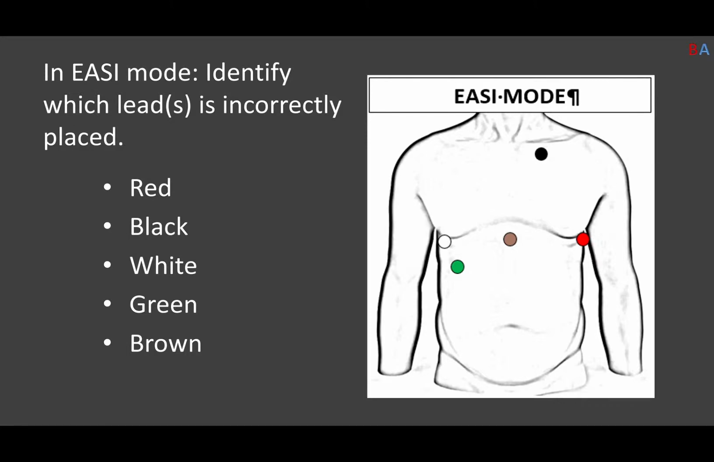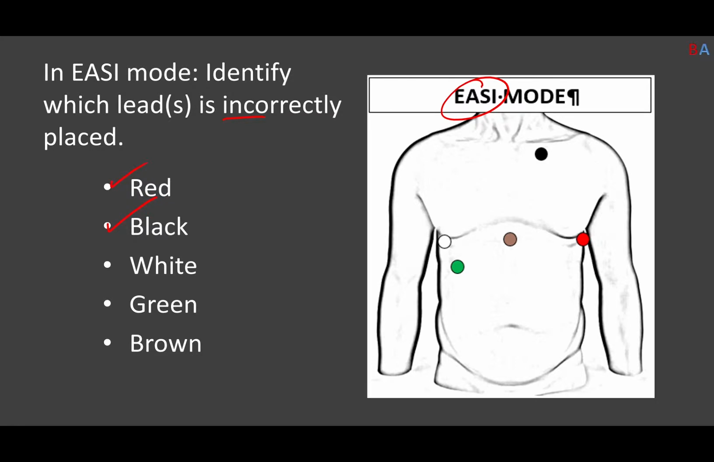In EASI mode, identify which leads is or are incorrectly placed. So for EASI mode, which ones aren't right? Well, the red one actually is in the correct spot. The black one is wrong though. That black one needs to be centered just underneath the collarbone. So the black one needs to move.